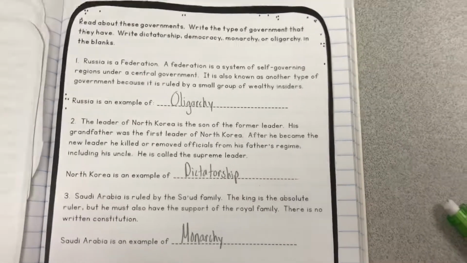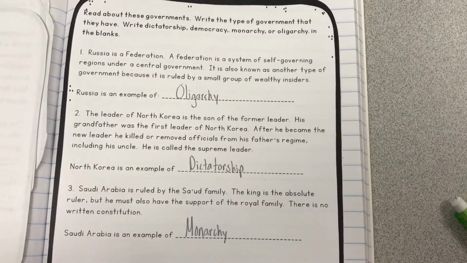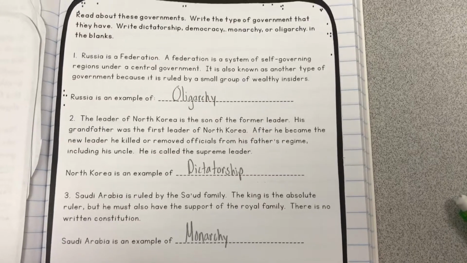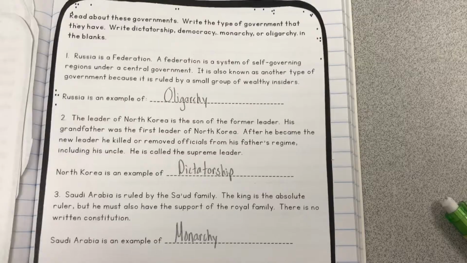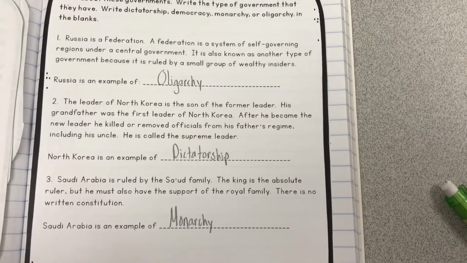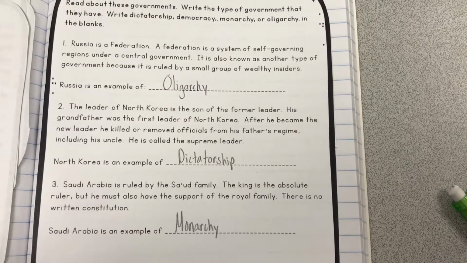Look at the second one. How crazy is that? Did you read that second sentence? After Kim Jong-un became the new leader, he killed or removed officials in his father's regime, including his uncle. Literally killed his uncle when he took office. That is absolutely insane. That's a dictatorship. No, thank you. And the third one, Saudi Arabia, is another example of a monarchy because they have a royal family, but they don't have a written constitution. All right, you're doing a great job.